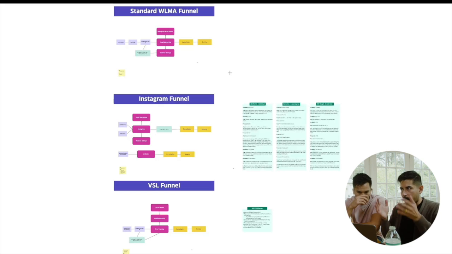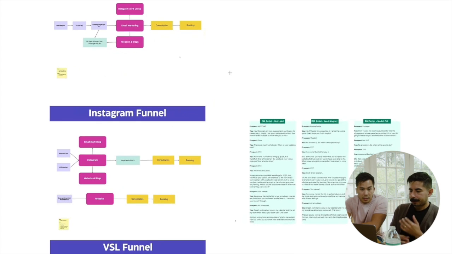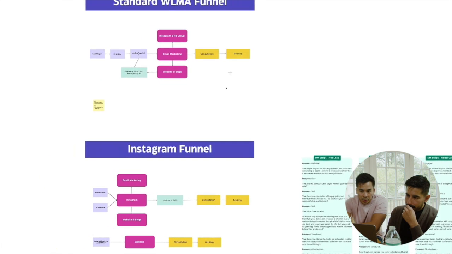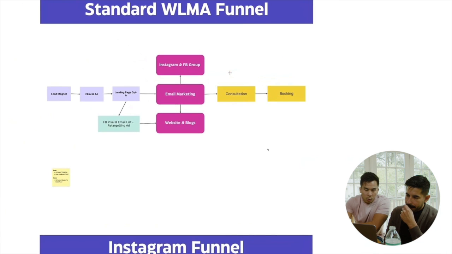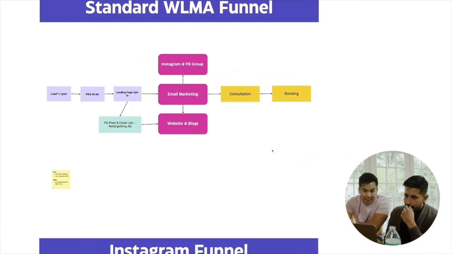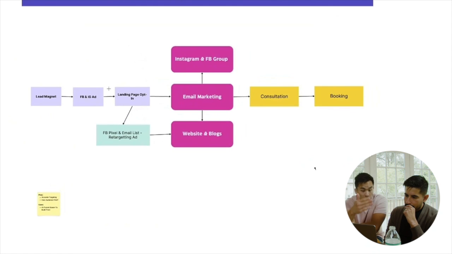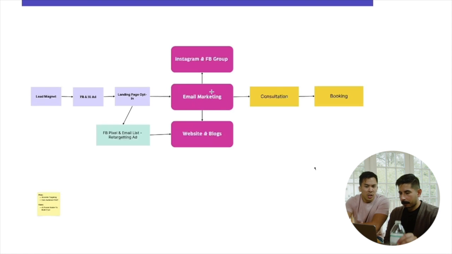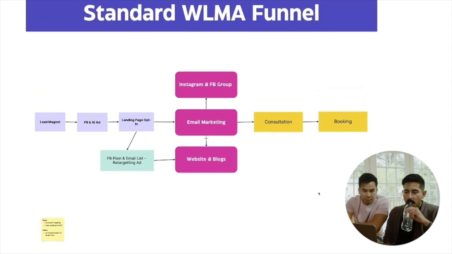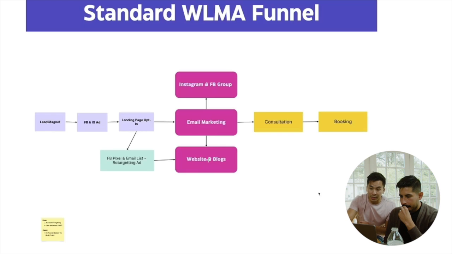Typically how I was picturing the funnel was through the email series. That's how we're nurturing them. Let me zoom up here. This is our standard WLMA funnel where we have an ad with a lead magnet that goes to a landing page. From that landing page, they're signing up for whatever our lead magnet is. Now they're in our email series. Usually from there, we lead them to your Instagram or Facebook group, with different soft call to actions, and we're cross pollinating the leads, and through all of that, we lead them to the consultation, and then booking.